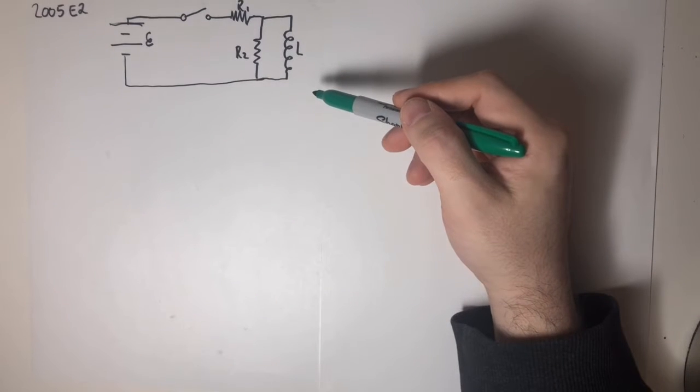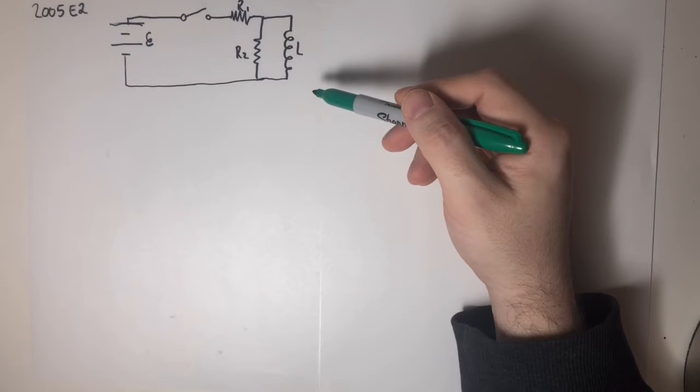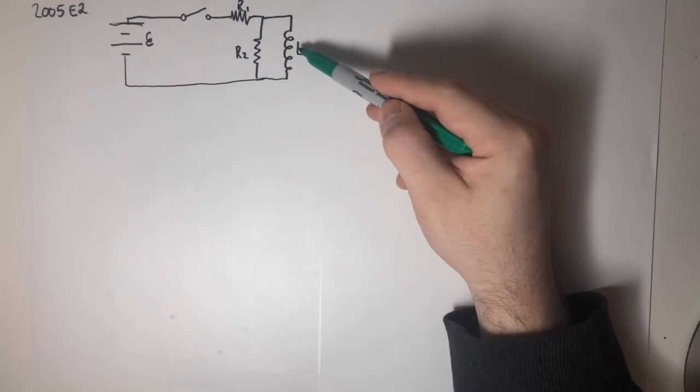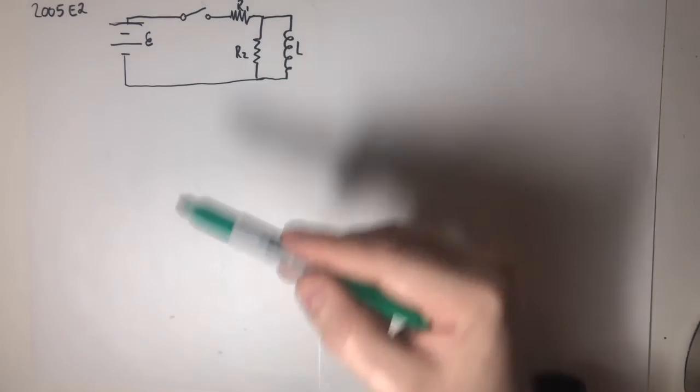Next in this series of RL circuits I'm solving for you is 2005 E2. It's a nice problem involving two resistors here and an inductor here in parallel with R2.